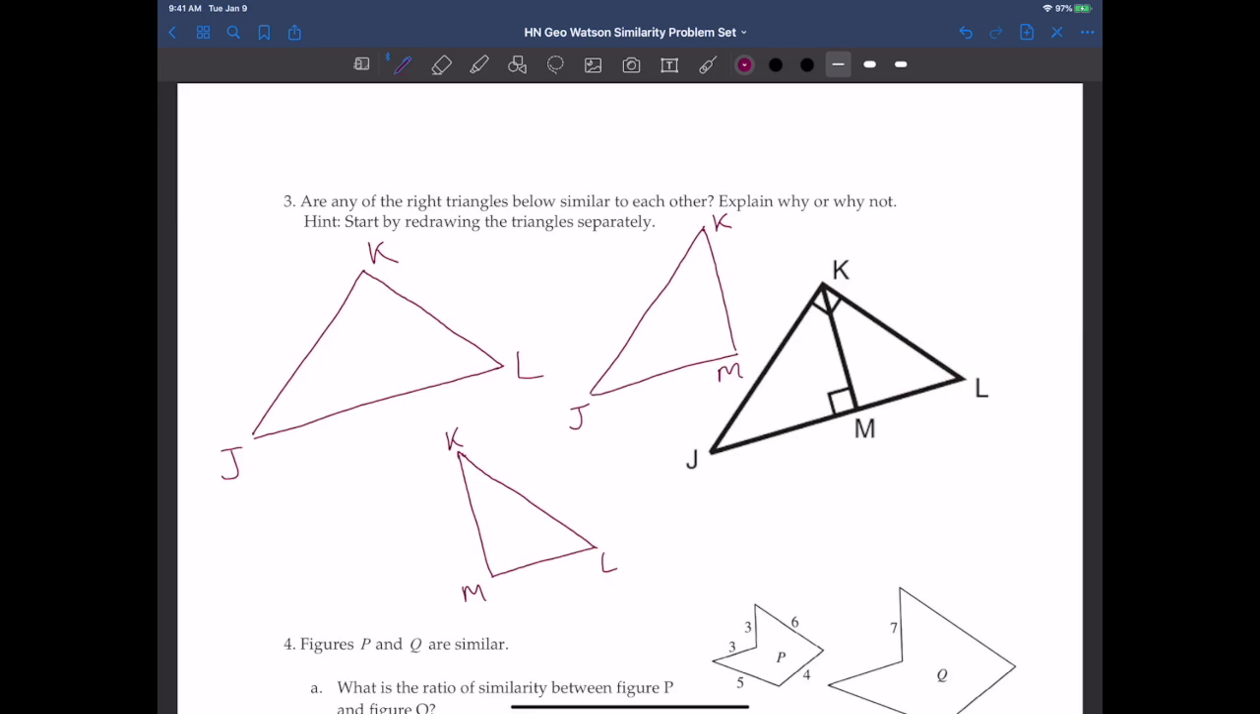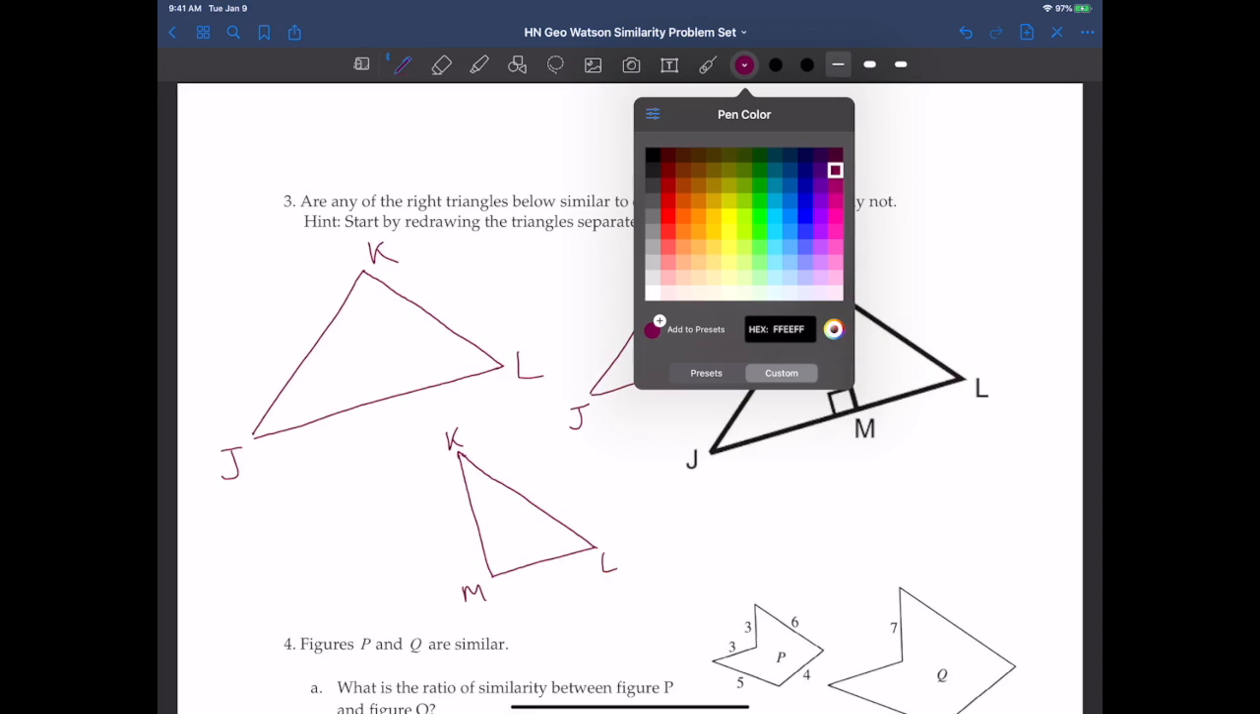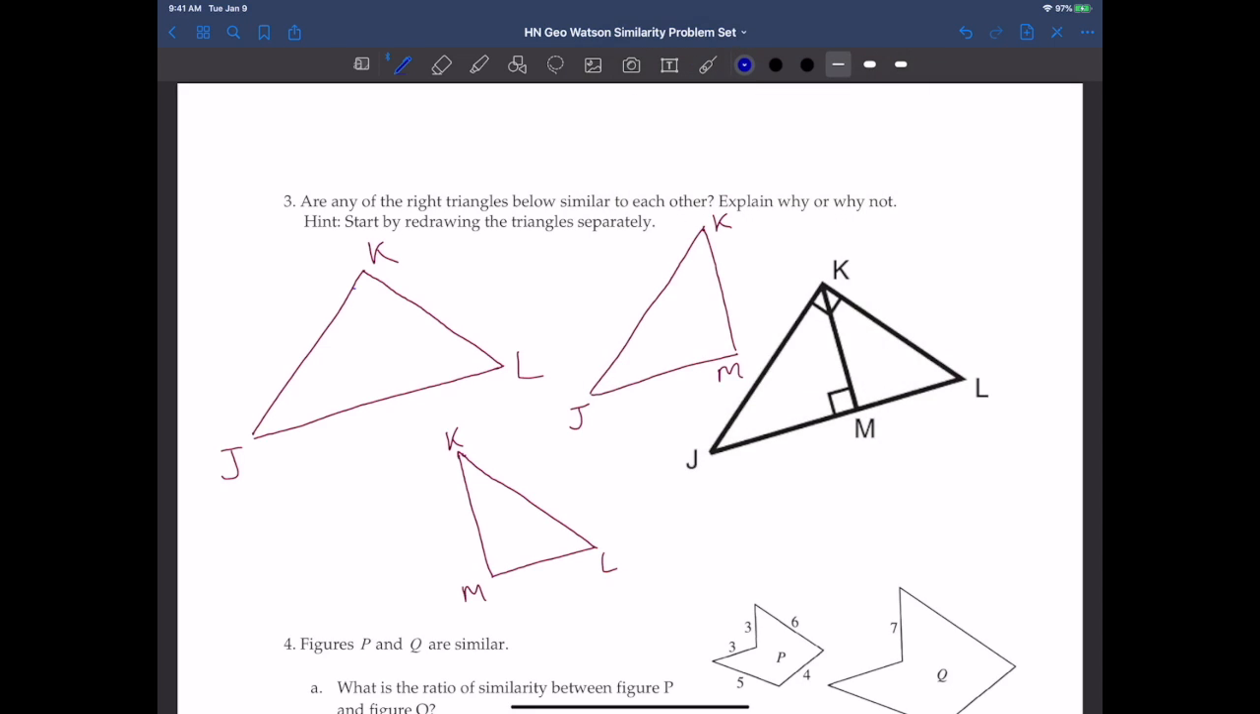Okay, so the first thing to notice is that all of these triangles are right triangles. So I'm going to mark all of the right angles that I have. This is a right angle. This is a right angle. This is a right angle. Now let's look for shared angles. So I see that in triangle JMK and in triangle JKL, angle J is shared. So that means that these angles are congruent.